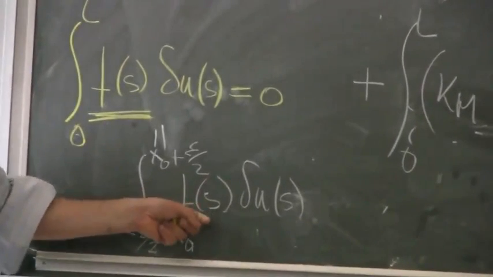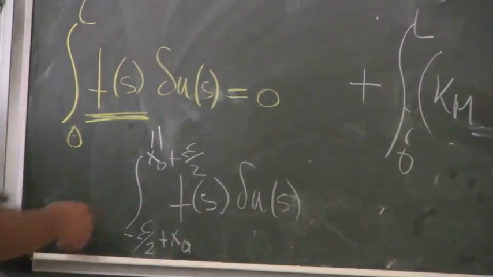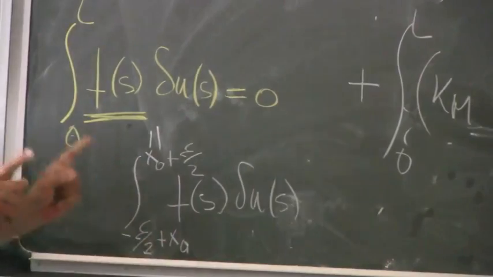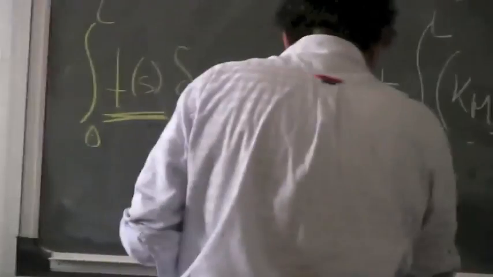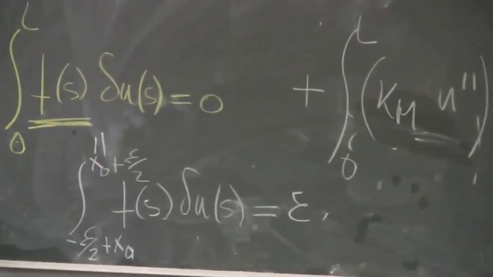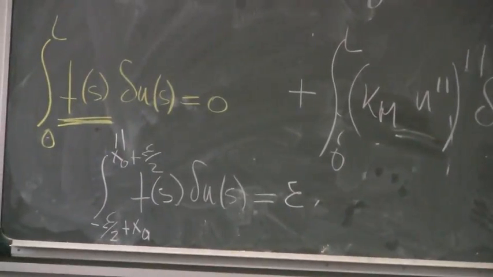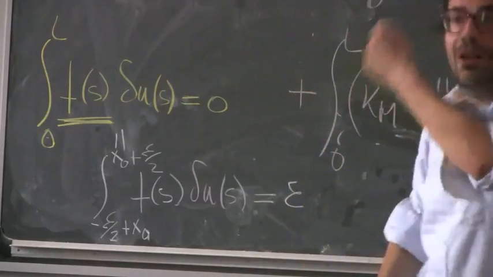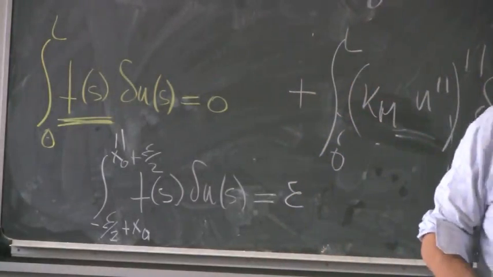So, the theorem of the average for an integral tells you that this is equal to the length of the interval of integration, which is epsilon, times what? The average value of the integrand function. Sorry, not the average. The value of the integrand function in one point inside the interval.